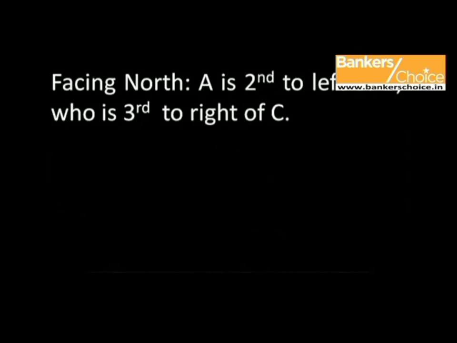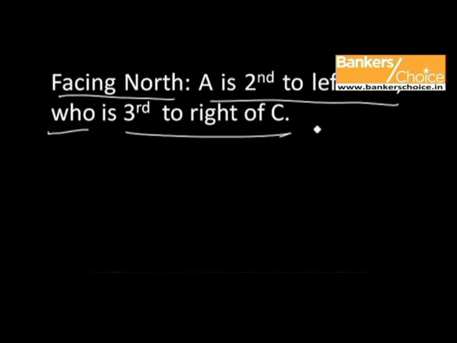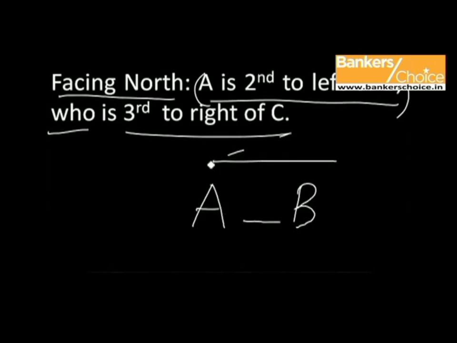Let us take another point. In case of persons facing north, if the statement is A is second to the left of B, who is third to the right of C? The persons A, B, C can be placed as follows. Here again, the first part of the sentence is A is second to the left of B. So we can say that B comes here and A is second towards the left of B. That is nothing but in this direction.